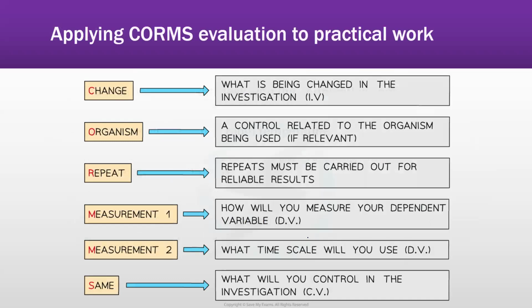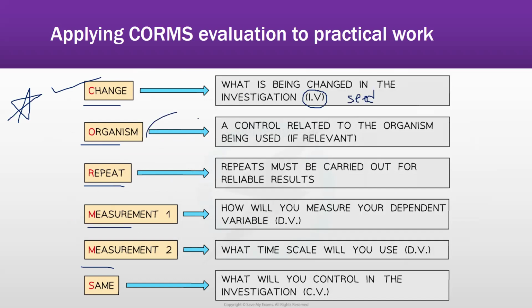Got it? So whenever you are asked this practical in your exam paper, you have to use the COMS evaluation technique and answer accordingly. First, you have to mention what you are changing. What is your independent variable? What are you changing? For example, the type of seeds. What did you change? The types of seeds.